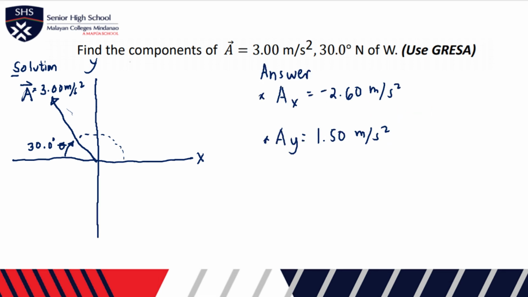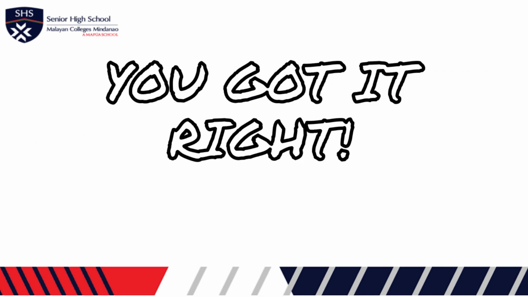Do not forget to re-express your answer, because the last part of GRESA is the letter A, or your answer. So here is your answer: A sub x is equal to negative 2.60 meters per second squared, and A sub y is equivalent to 1.50 meters per second squared. So these are the components of our vector A. Congratulations, you got it right.